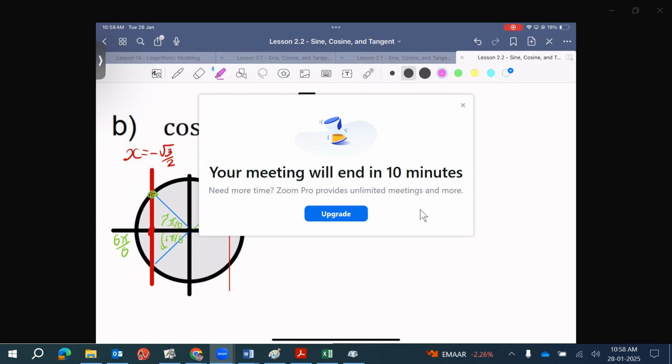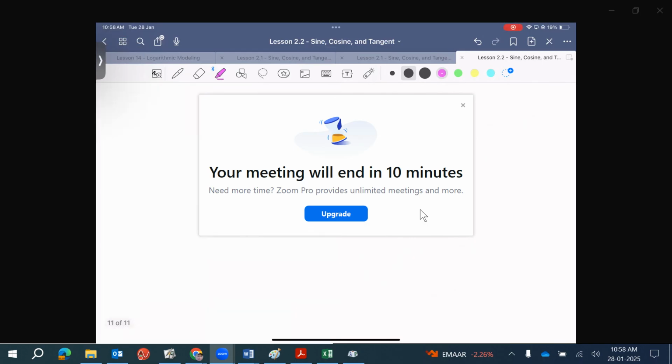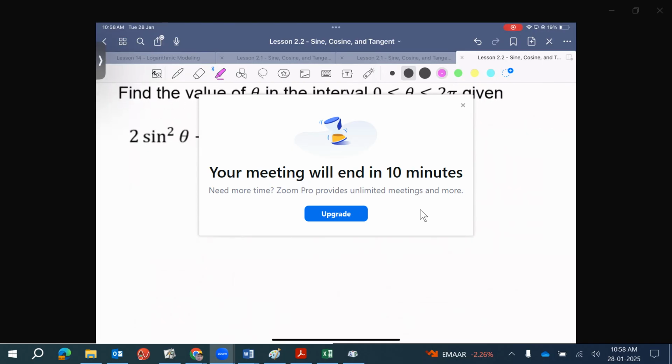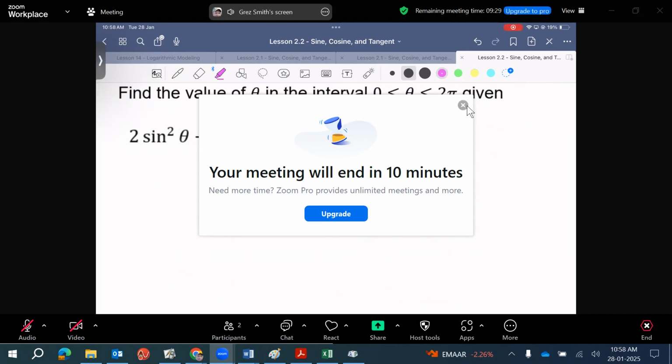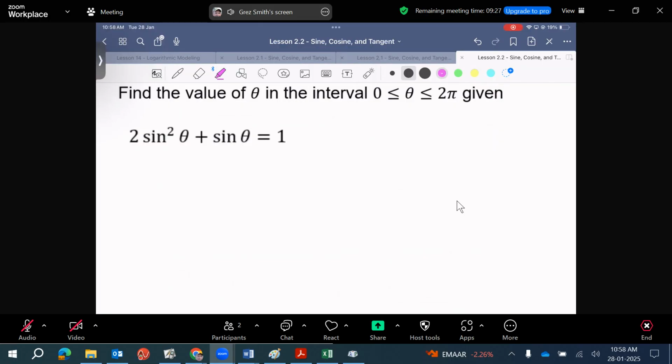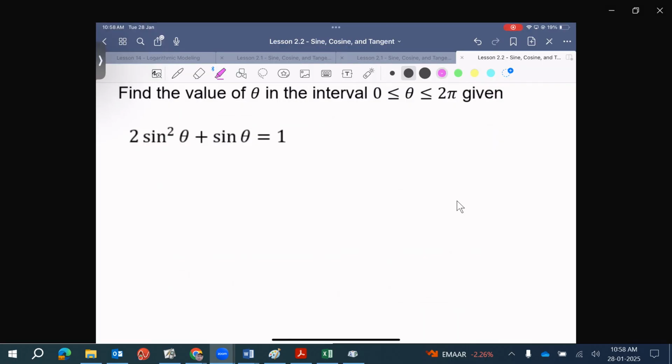No. Last question. Have a go at solving this one. Actually, no, I'll just go straight into it. We've got 10 minutes left. Let me go straight into it. Guys.